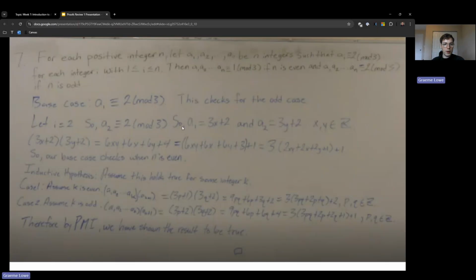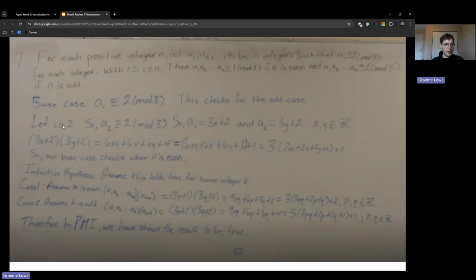So we know from our first base case that a1 is congruent to 2 mod 3, which can be written in that other form, kind of like I alluded to earlier, that it's divisible by 3 and gives a remainder of 2, or congruently 3x plus 2. So some integer x times 3 plus 2 gives a1.